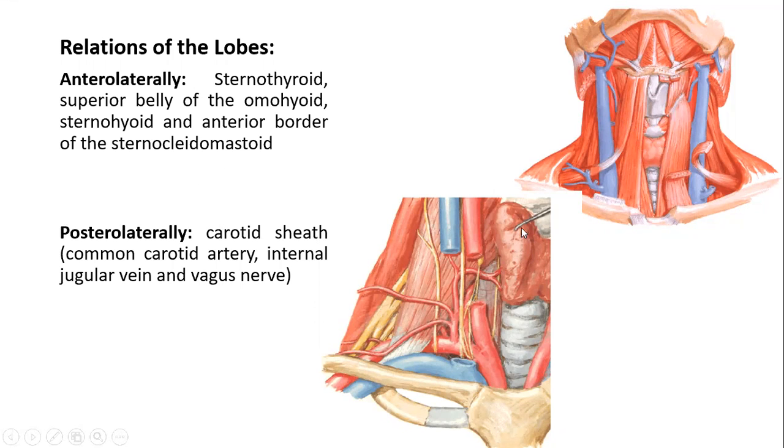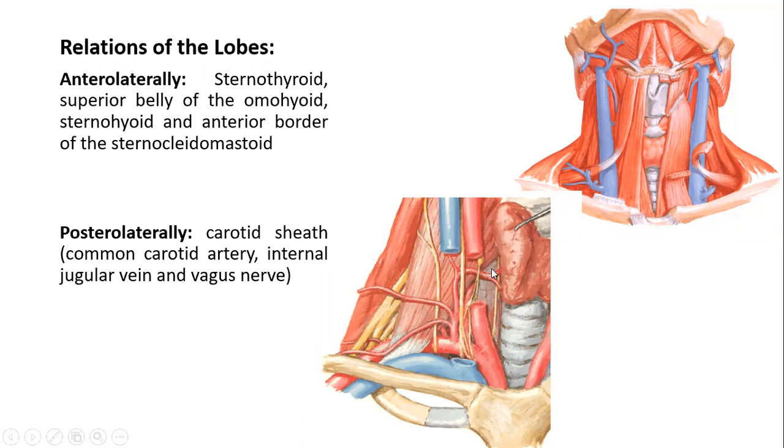Posterolaterally, if you see, here they have removed all the muscles in the front anteriorly, and the thyroid gland itself is being lifted so that you can see the posterior relations. So what are the posterior relations? As you can see here, the thyroid, the carotid sheath.